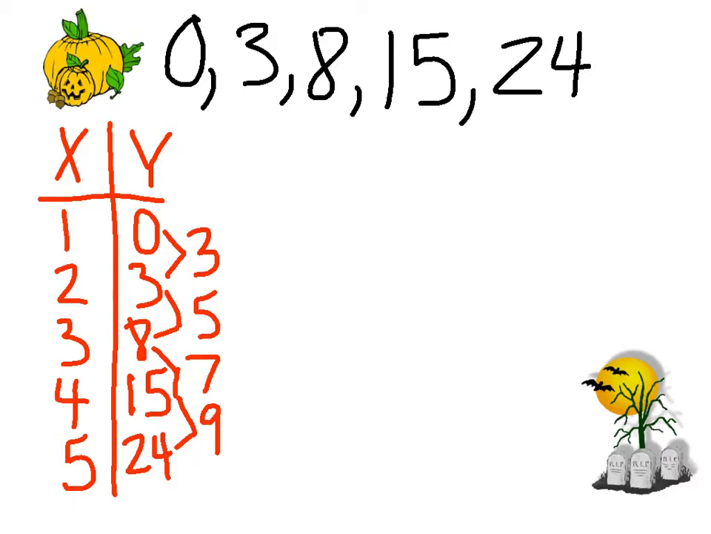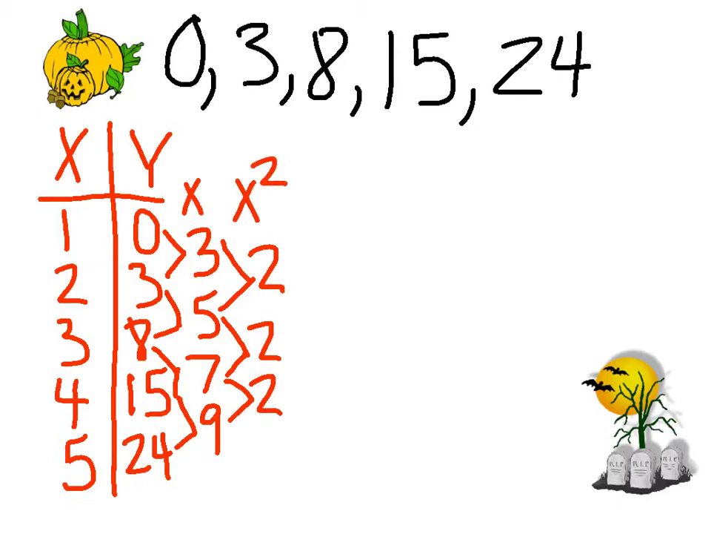So in this case, we don't have all the same number this time, which means it's not going to be an x that's going to be in our function. We're going to have to go out again and take the difference of these values. 5 minus 3 is 2, 7 minus 5 is 2, and 9 minus 7 is 2. That means this is going to be an x squared function.